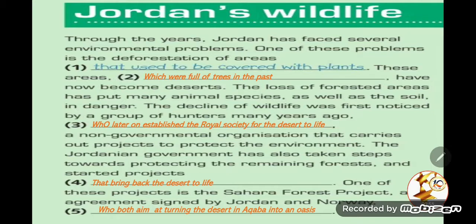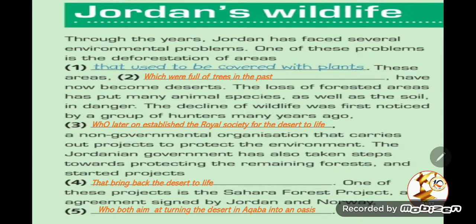So Jordan's wildlife, يعني بيحكي عن الحياة البرية في الأردن. Okay, through the years Jordan has faced several environmental problems. One of these problems is the deforestation of areas. طيب ننتبه لهاي الباراجراف الأولى.